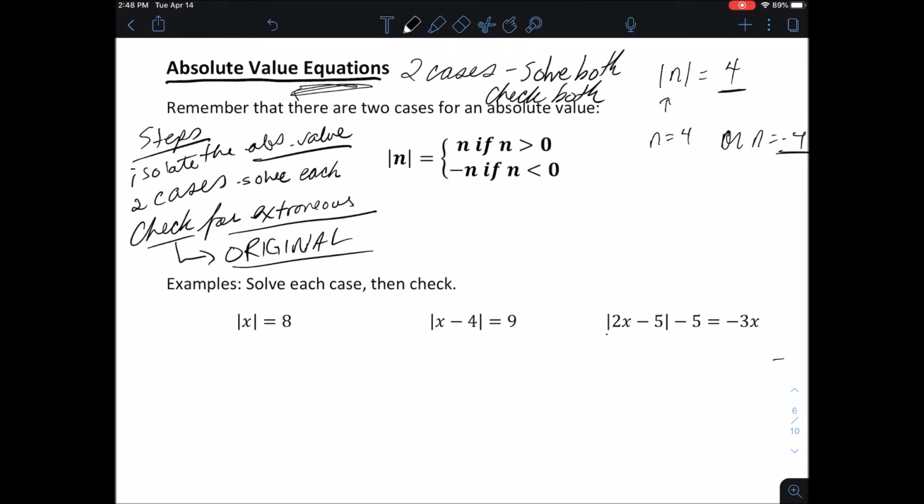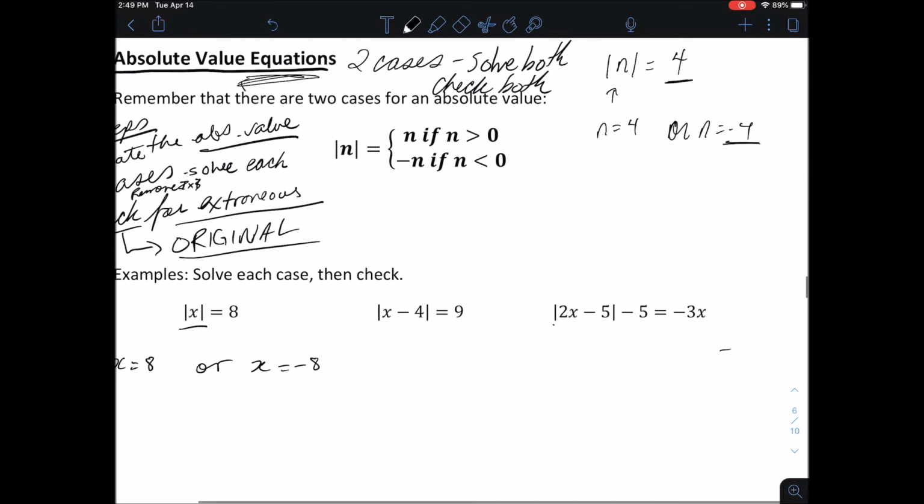So we're starting off with a rather simplistic example and then kind of working our way up to more complex ones. So here the absolute value is already isolated. So now I'm going to do my two cases. X is 8 or X is -8. And when I do the two cases, I'm just going to type this in, remove the absolute value symbol. I get rid of that. All right. So X is 8, X is -8. I could check it, and you can see obviously that those are both good answers.